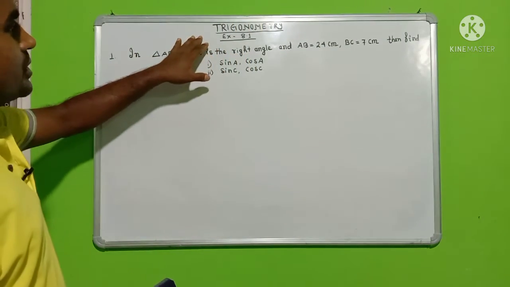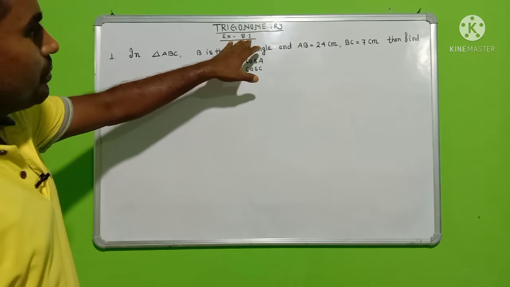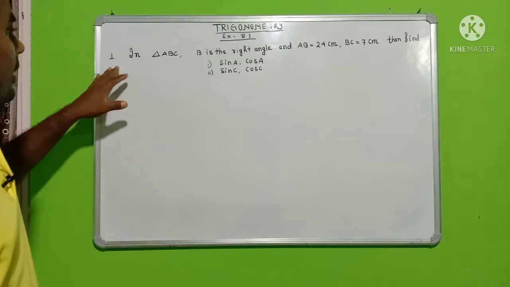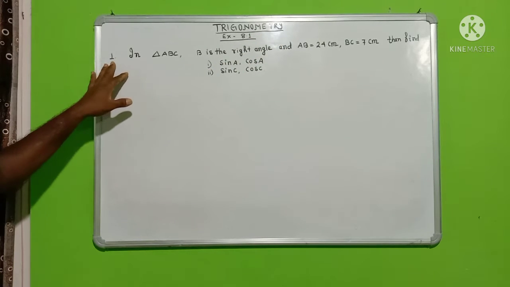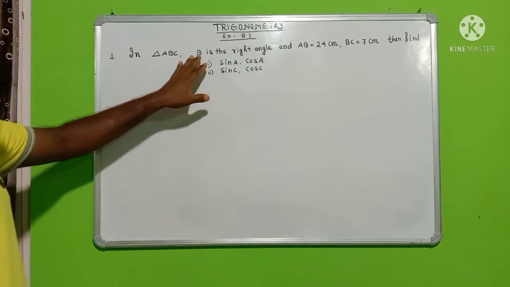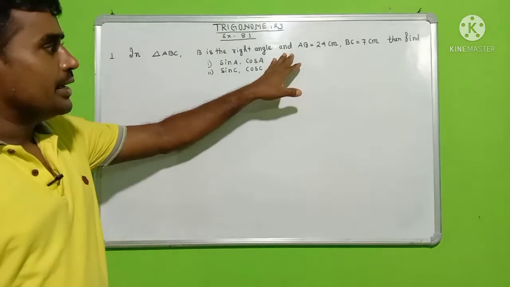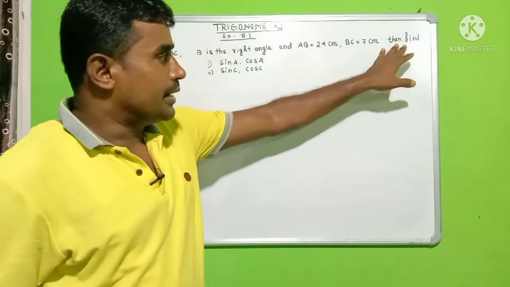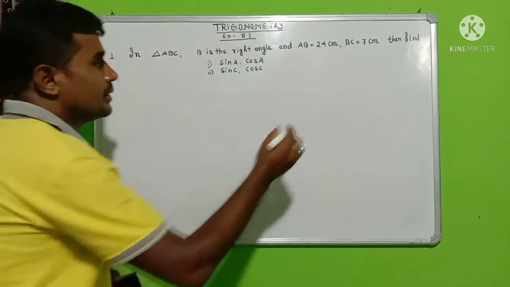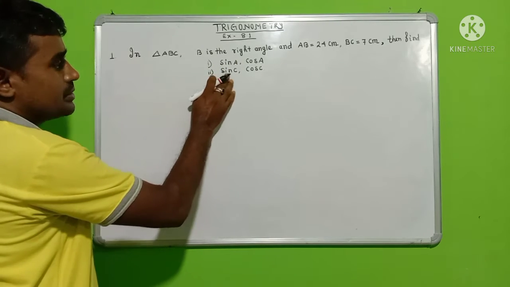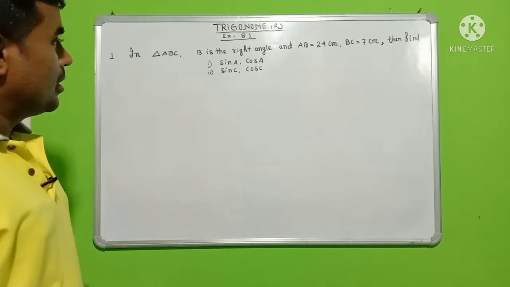Students, here you see in exercise 8.1 of the trigonometry chapter of class 10 maths, question 1. I write the question on my board. In triangle ABC, B is the right angle and AB equal to 24 centimeter, BC equal to 7 centimeter. Then find number 1, sin A and cos A, and number 2, sin C and cos C.